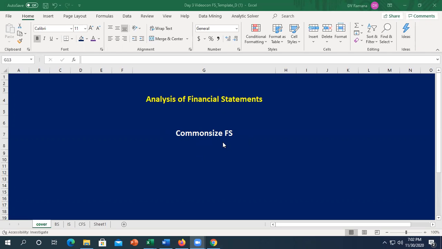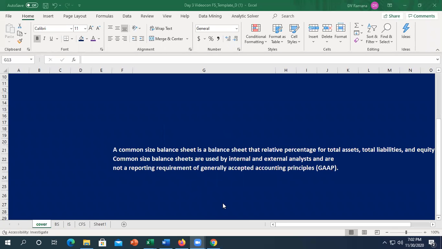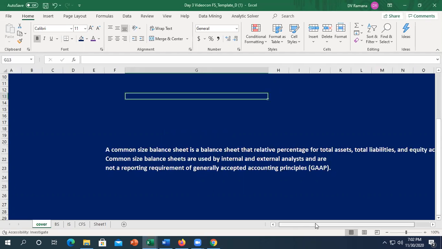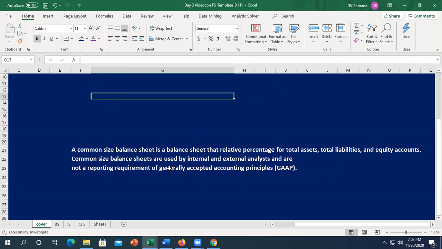But the common size financial statements can be common size balance sheet as well as common size income statement. Let's just get a recap. What do you mean by common size balance sheet? A common size balance sheet is a balance sheet that shows the relative percentage of total assets, total liabilities, and total equity. And these are used by the analysts, both internal and external, and normally they are not a part of the generally accepted accounting principles requirement.